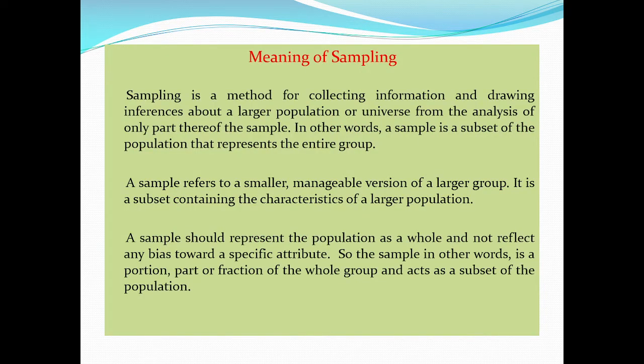Next is the meaning of sampling. Sampling is a method of collecting information and drawing inferences about a larger population or universe from the analysis of only a part thereof, the sample. In other words, a sample is a subset of the population that represents the entire group. It means when the population or the universe is too large for the researcher to survey all its members, a small, carefully chosen sample is extracted to represent the whole.